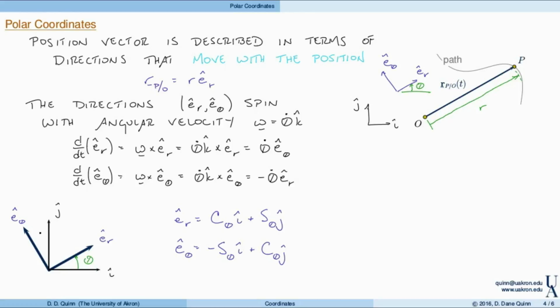So we've related ER and e theta to I and j, but we can also relate I and j back to ER and e theta. And we've done this in a previous lecture as well, so I will just go through it quickly. I is cosine of theta in the ER direction minus sine of theta in the e theta direction, while j is equal to sine of theta ER plus cosine of theta e theta. So we're able to, again, relate these sets of directions to one another, and we're able to find how these polar directions, ER and e theta, vary in time.